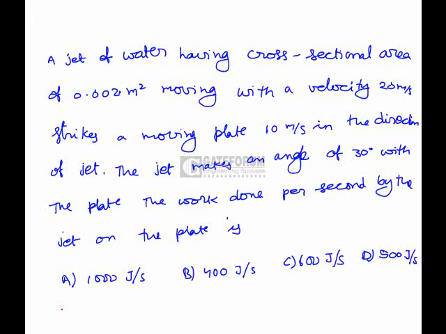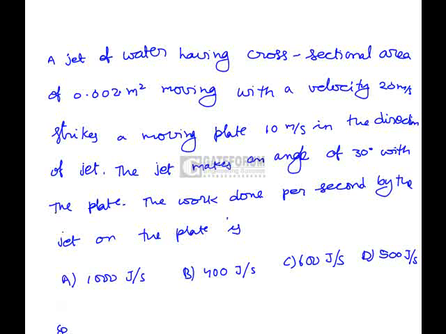Water having cross-sectional area of 0.002 meter square moving with a velocity of 20 meter per second strikes a moving plate moving at 10 meter per second in the direction of the jet. The jet makes an angle of 30 degrees with the plate. The work done per second by the jet on the plate is.